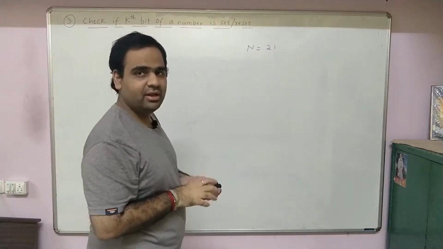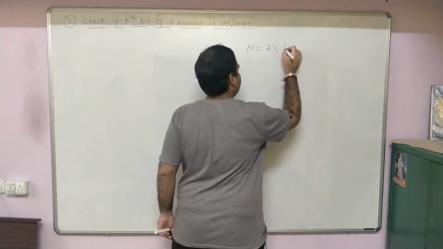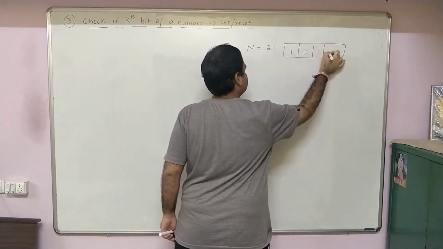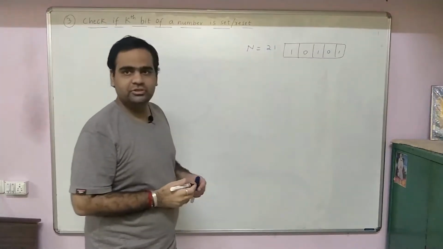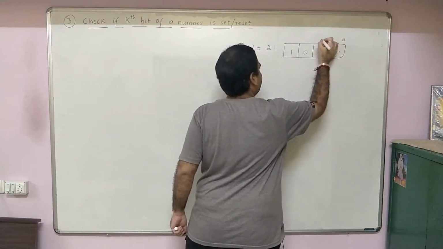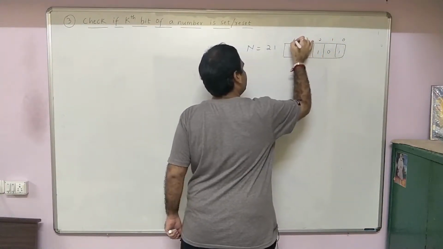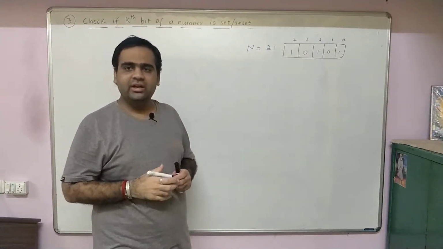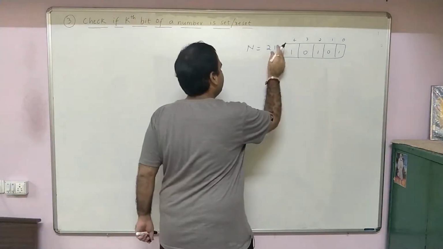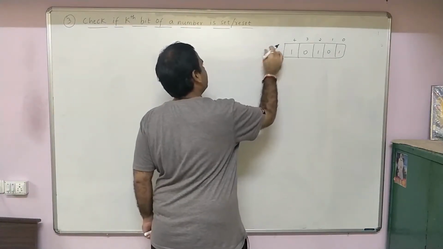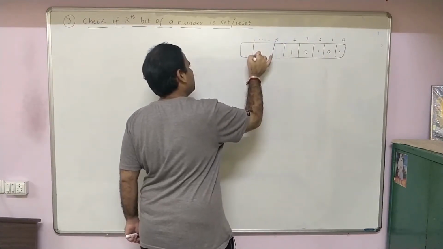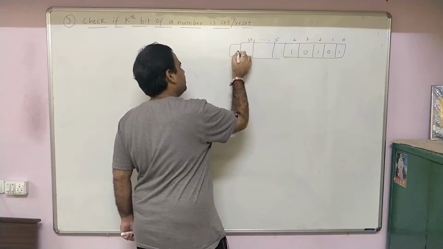Now this 21 in binary is nothing but 1 0 1 0 1. This is 21 in binary. Now this is bit number 0, bit number 1, bit number 2, bit number 3, bit number 4. And we know that integers are represented with 32 bits. It means bit number 5 to bit number 31. Bit number 5 to bit number 30, and this is 31.